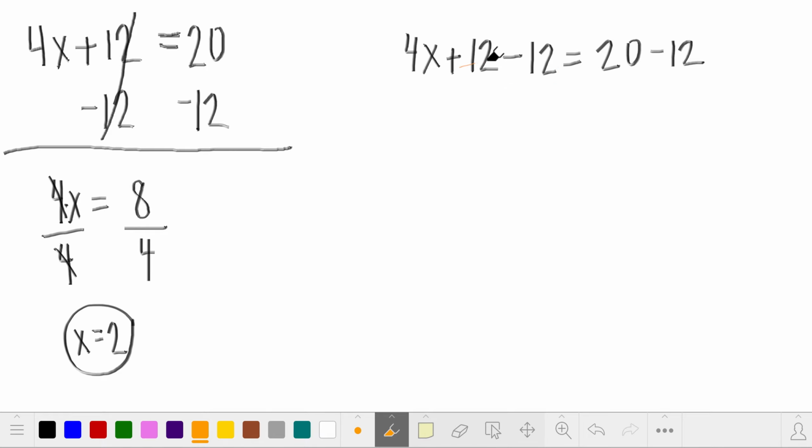In this case, 12 minus 12, right? We know that those cancel each other out, and so then you have 4x is equal to 8.